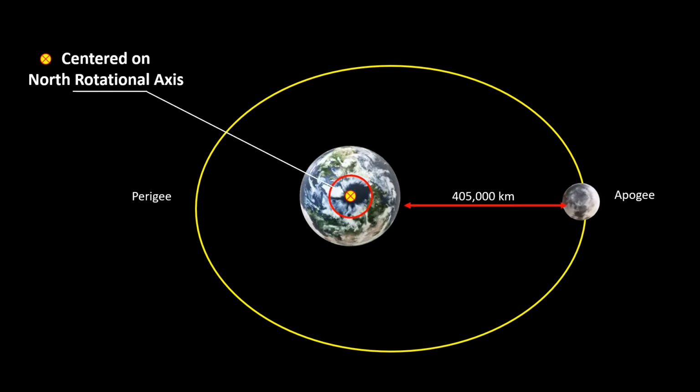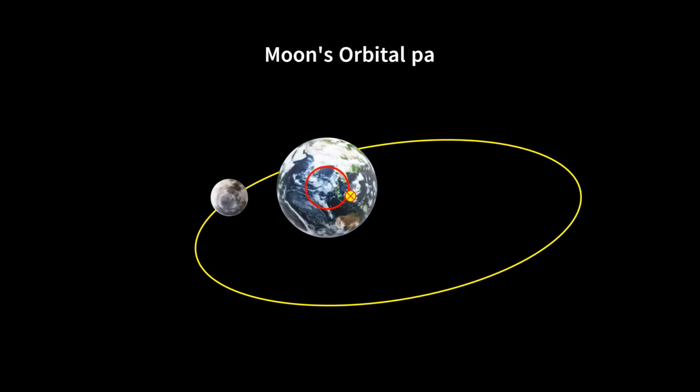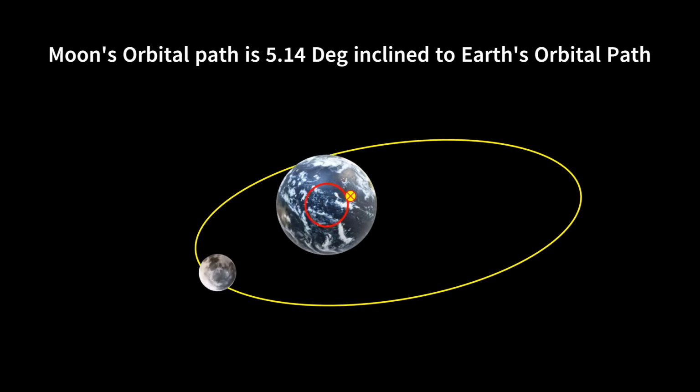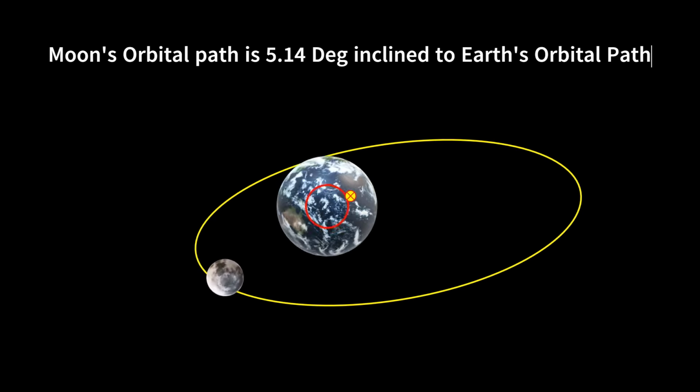To add a little bit of complexity, let's put the moon's orbit about 5 degrees inclined. Yes, it is about 5.14 degrees inclined to the plane on which the earth revolves around the sun. So you see, the earth is wobbling as it is also rotating, and the same kind of thing happens with the moon too.